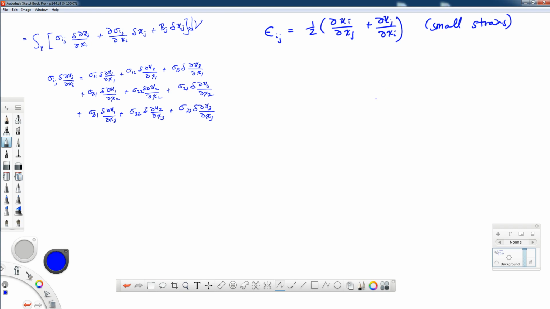So if we look at our first term, sigma 1,1, variation of the partial derivative of u1 with respect to x1, then we can directly rewrite this as sigma 1,1, variation epsilon 1,1. And we have two other terms that we can do that to. So if i and j are both 1, we have 1/2 of this term, which appears twice, which is this term, partial of u1 with respect to x1.